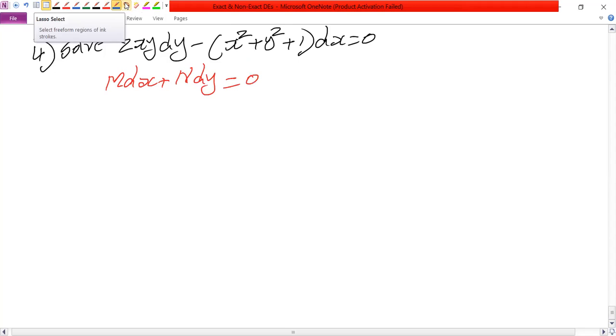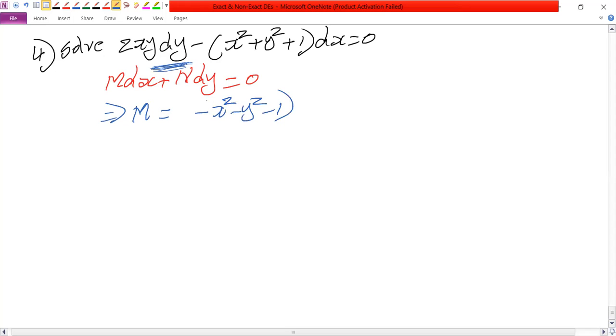In the M dx plus N dy equals 0 form, in general the first term will be dx only, but here the first term given is dy. So be careful. We have to identify the dx coefficient only and take it as M. Here the dx coefficient is minus of (x² plus y² plus 1), so I am writing it as minus x² minus y² minus 1. This is M, and N is the dy coefficient, which is 2xy.